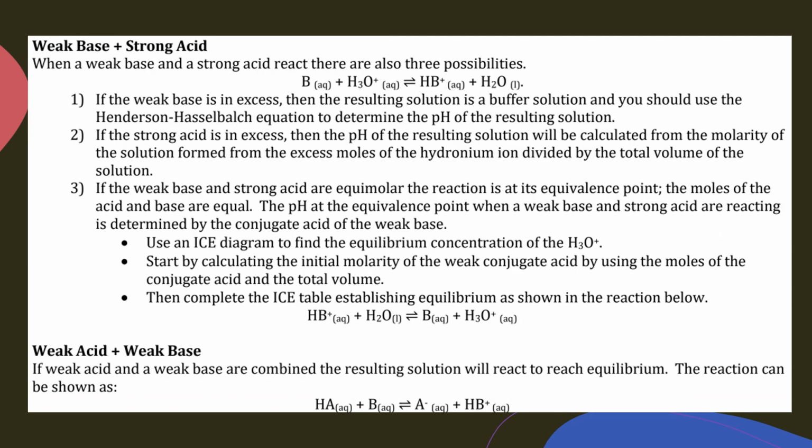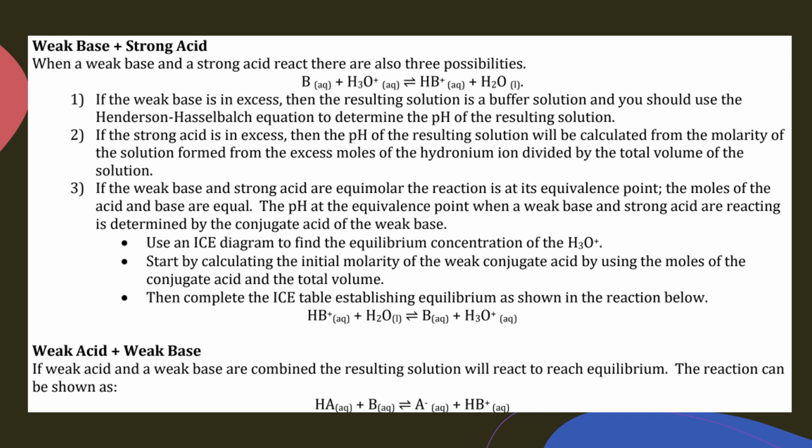If you have a weak base and a strong acid, kind of like before, the weak base can be in excess, so then you use the Henderson-Hasselbalch equation to get the pH. If your strong acid is in excess, then you can do what you did before, where you take the number of moles and divide it by the total volume, and from there you can get the pH and the molarity, etc.